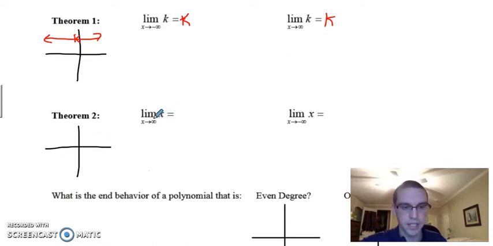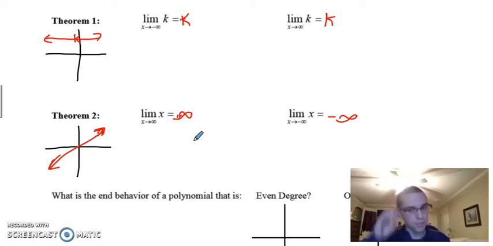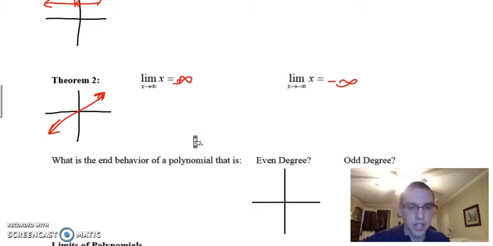Now, we move down to theorem 2 here. We're going to look at the limit as x approaches infinity, the end behavior of y equals x. There we go. Y equals x. Now, as we go to infinity, as we go to the right, where is this approaching? Well, of course, we're going to be approaching infinity here. And as we go to the left, as we go to negative infinity, we're approaching negative infinity. I hope those are two theorems that make sense to you, that aren't too difficult.